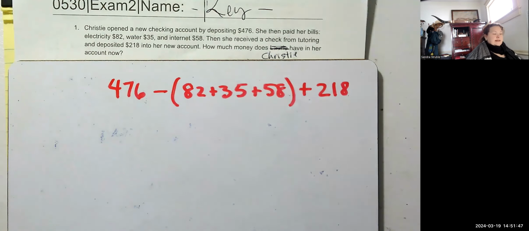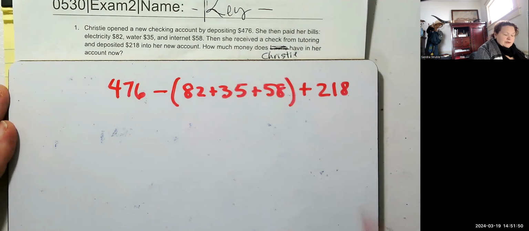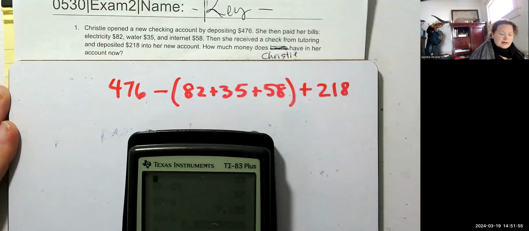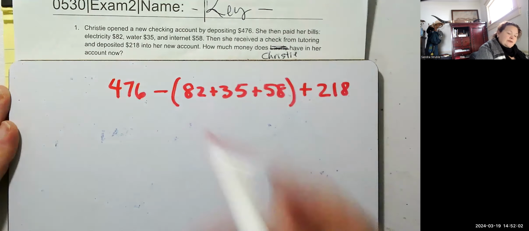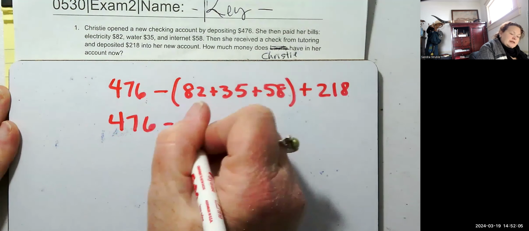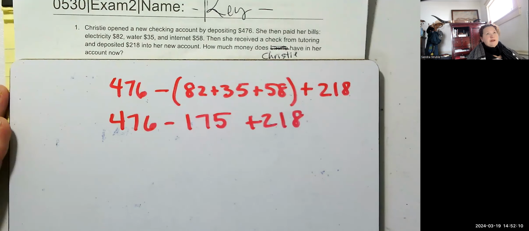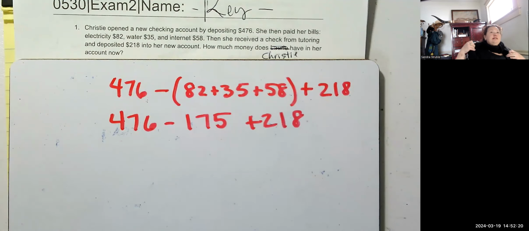When you take the 82 plus 35 plus 58, on my calculator real quick for you. Got my glasses. All right, so 82, 35, 58. You have to do what's in the parentheses first. That's 175. 476 minus 175 plus 218. Remember order of operations. Parentheses are first. We do not have any exponents. We do not have any multiplication or division. So then the next thing is going to be addition and subtraction. And you always work addition and subtraction from left to right.